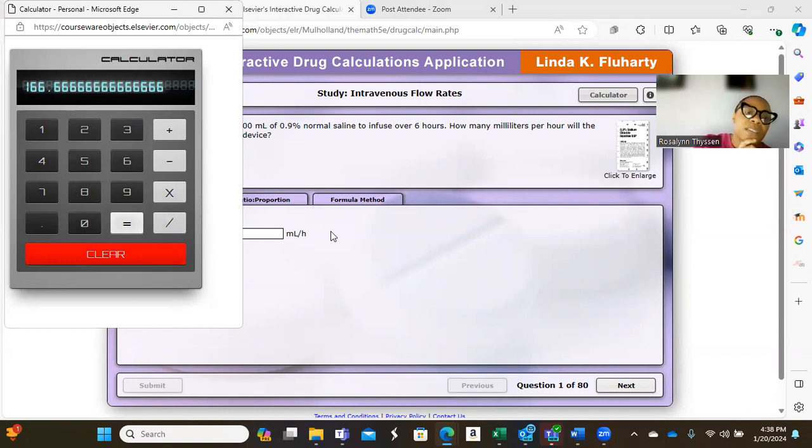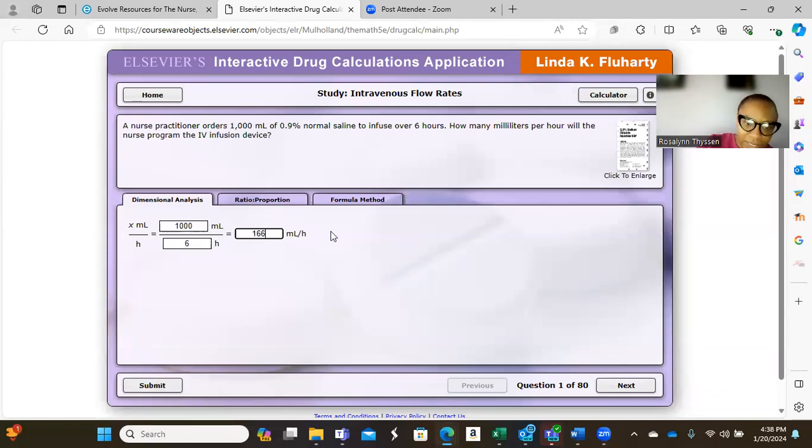For here, we're just going to round to the nearest 10th. And it really depends on the institution or the pump that you have as to what you can actually set it to. So here, I'm just going to round to the nearest 10th. So 166.7 mils per hour.